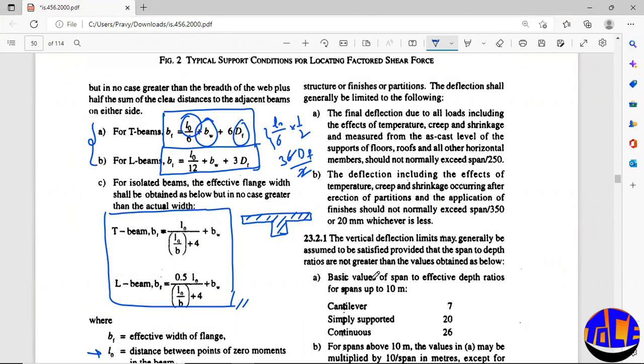In the next class, let us see the analysis of these T-beams, how we can find the moments and the steel required for these T-beams and L-beams. Thank you all.